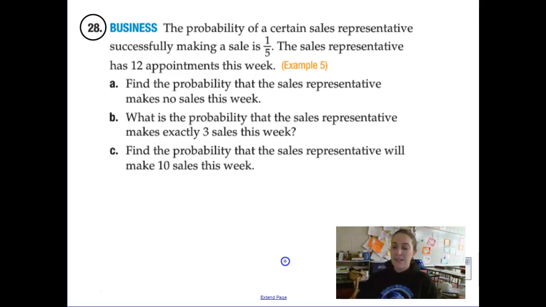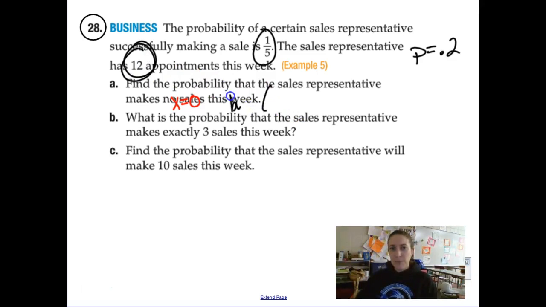All right, so we have a sales representative who's got a 1 in 5 chance of making a sale. So that's our probability of success. You can say it's 1 over 5, or you can call it 0.2. I'm going to go with 0.2 because I don't like fractions. All right, the probability that the representative makes no sales this week. So in this case, this is weird. The probability of success would be 0.2, but the number of successes would be 0 because they're not making any sales, right? And they have 12 appointments.